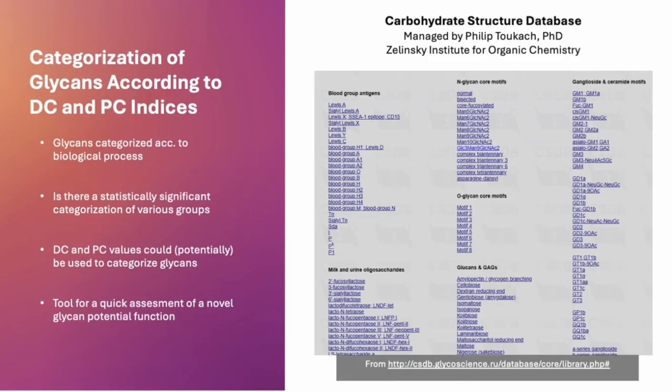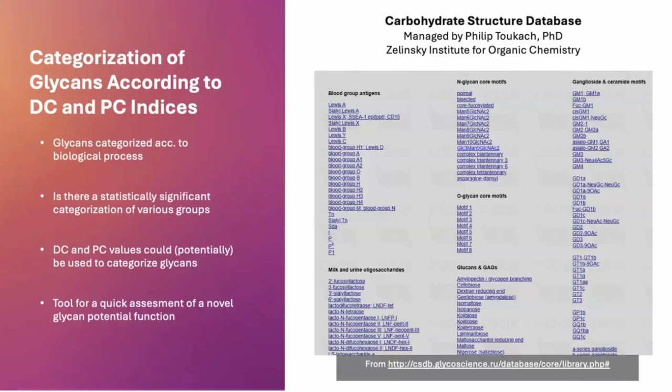So the first project that we propose to make use of the glycan DC and PC indices is validating them, downloading the database of glycans, which is found online, and seeing is there any biological significance, and evaluating the biological significance by grouping the glycans and calculating their DC and PC indices according to their biological functions and biological groups where they can be evaluated.